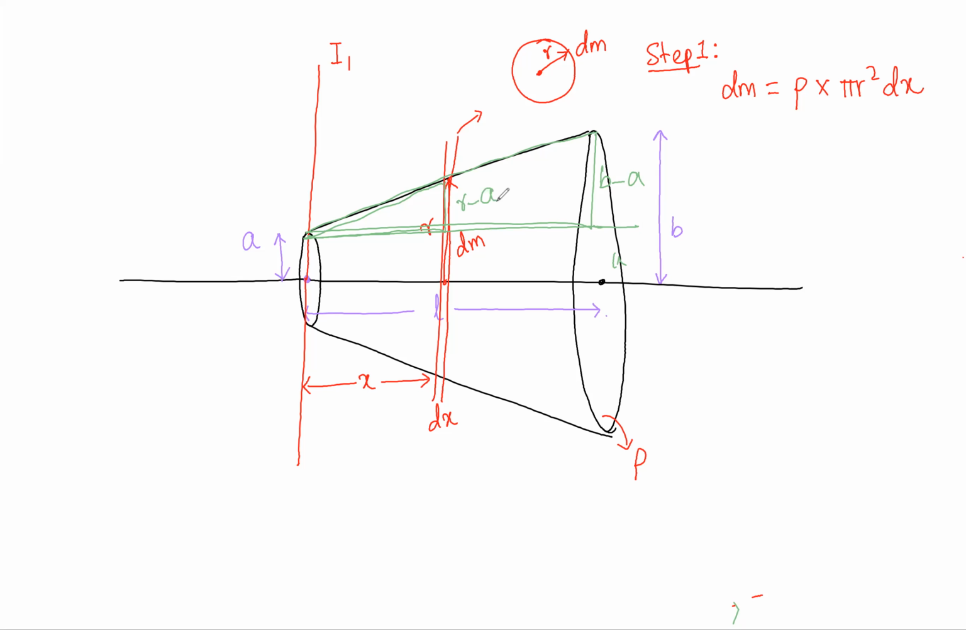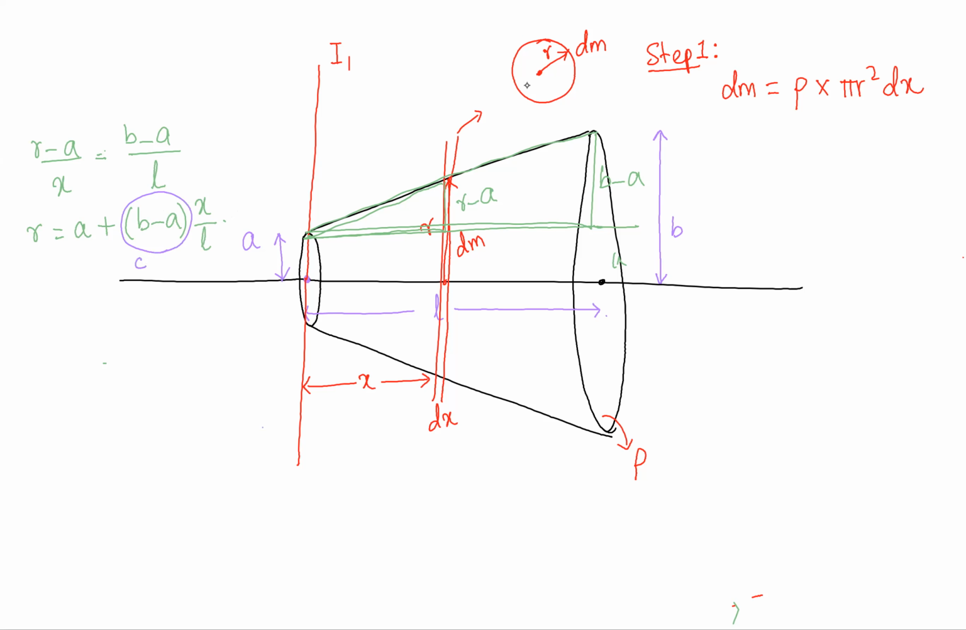So you can write R minus A divided by the base of this triangle. The base of this triangle is equal to x, is equal to the height of that bigger triangle, which is b minus a, divided by the base of that triangle, which is equal to L. So what is the value of R? R is equal to A plus (b minus a) into x divided by L. For the time being, we will call this term C.